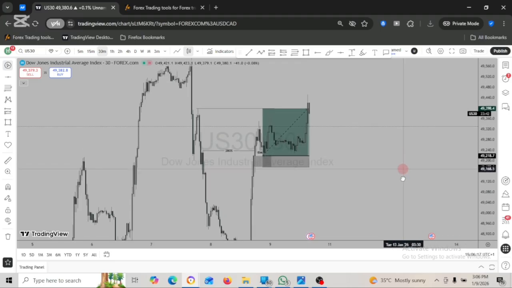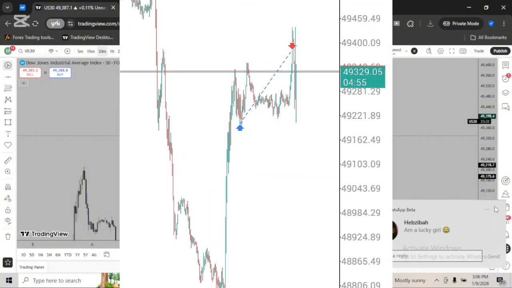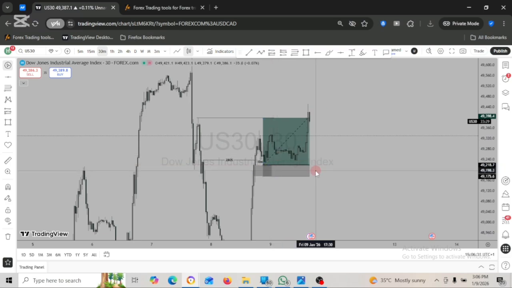I will be explaining how I got this trade on US30. I analyzed this chart yesterday before 7 p.m., and you can see price got to my entry and reacted from my entry, and I'll be showing you how I got this trade.